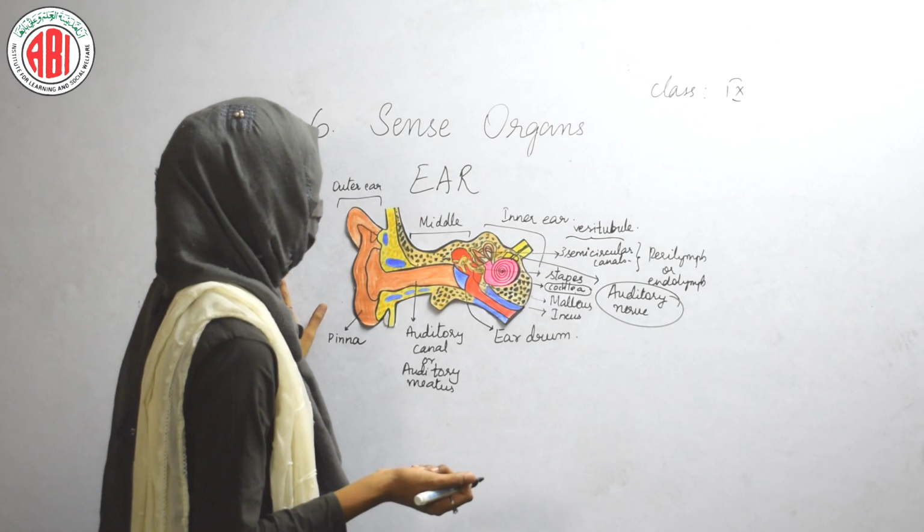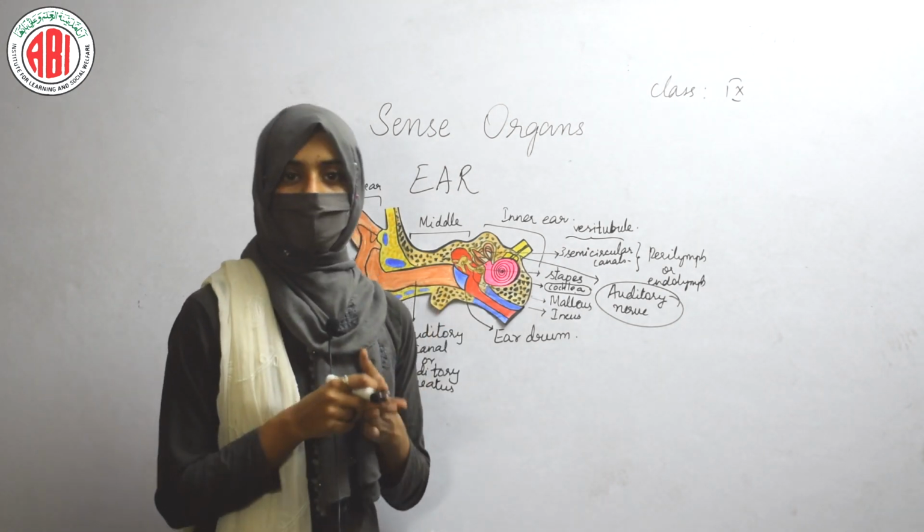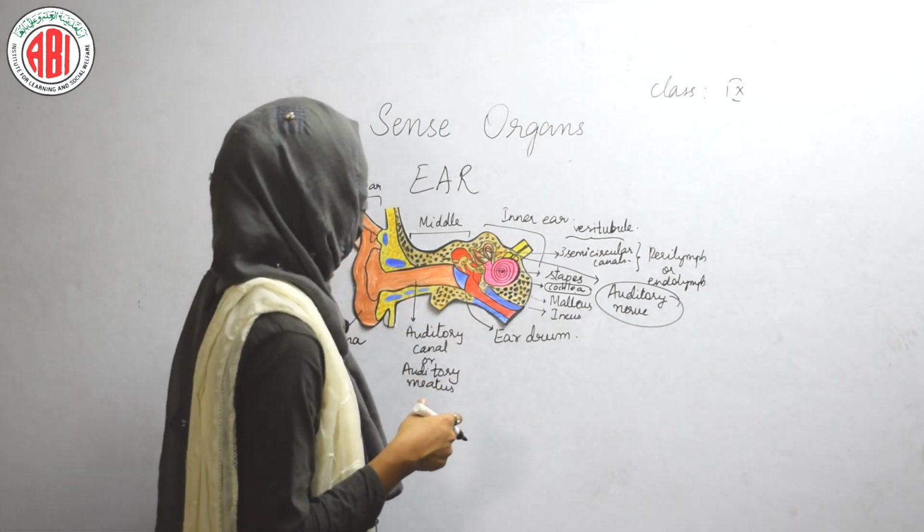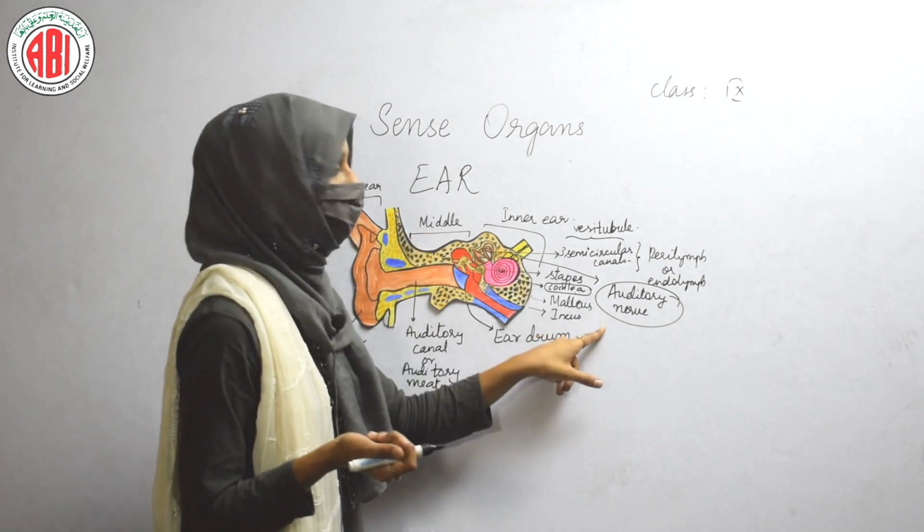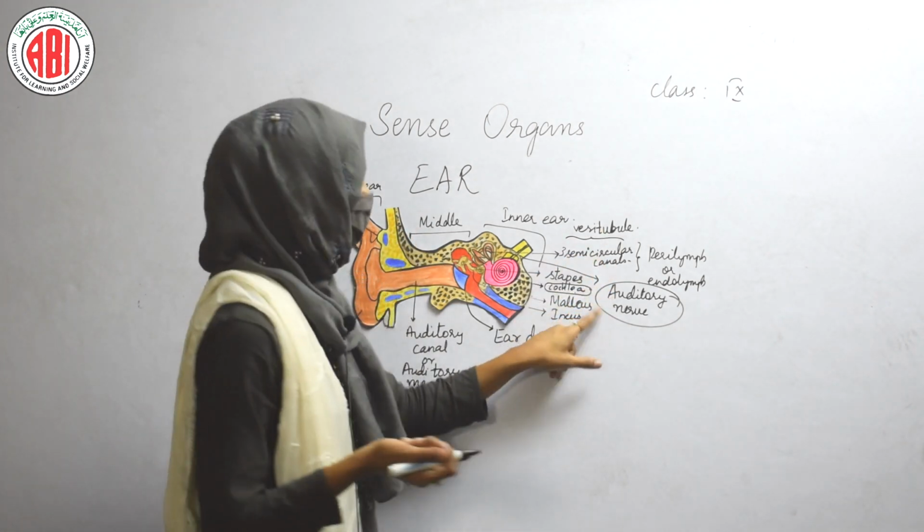By this, we can understand from which direction the sound comes, and we can clearly identify what type of sound is coming, because of the nerve signals sent to the brain by the auditory nerve.